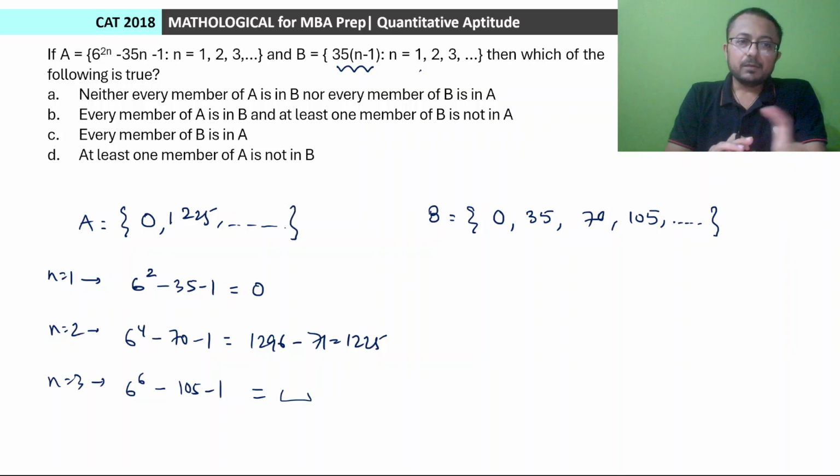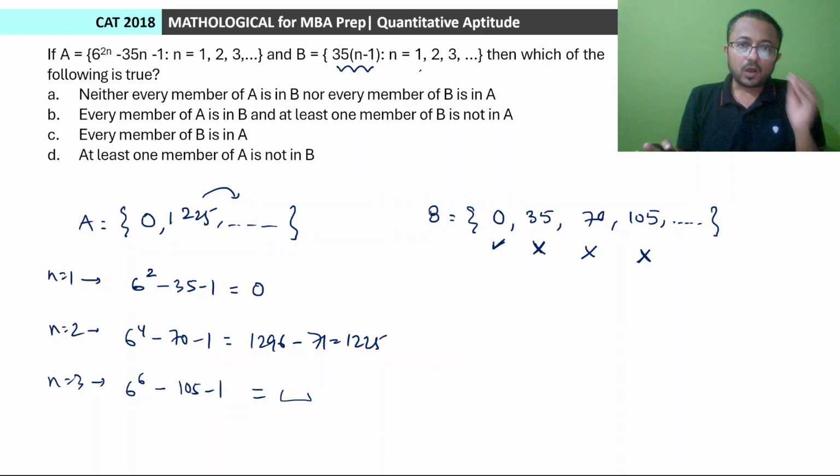Now we have to identify whether every member of A is in B or not, or if every member of B is in A or not. Definitely, the next number, the third element, for n is equal to 3, in set A is definitely very large. So 0 is there in both sets. 35 is not there in set A for sure, because all numbers after this will be larger than 1225. 70 is also not there in set A. 105 is also not there in set A. So for sure, set B is not a subset of A. All elements of set B are not in set A, that we know for sure. Isn't it so? That part is clear.